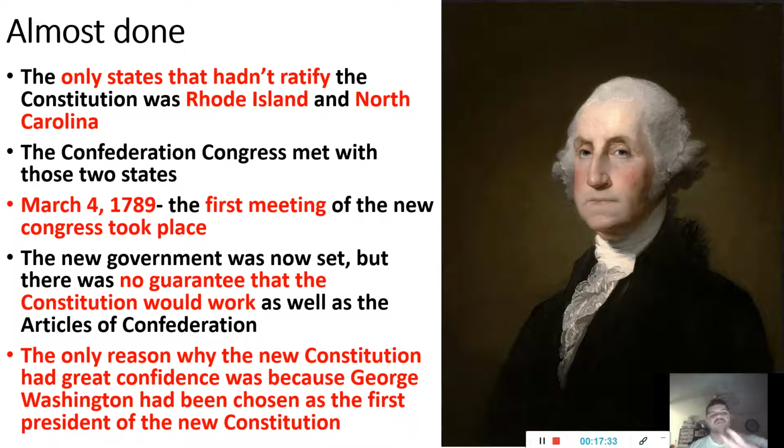All right, now here's the thing. Only 2 states remain from not ratifying the Constitution. That was Rhode Island and North Carolina. Here's the problem. How can we call ourselves the United States when there's 2 states who basically are like, we don't agree to it? So the Confederation Congress sent delegates to those states and talked to them and basically told them, it's hard to say we're in the United States if you two don't agree to it. So North Carolina ratifies it, and I believe Rhode Island is the last state to ratify the Constitution.